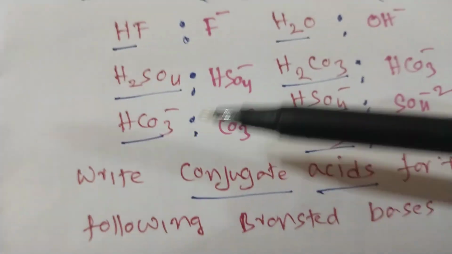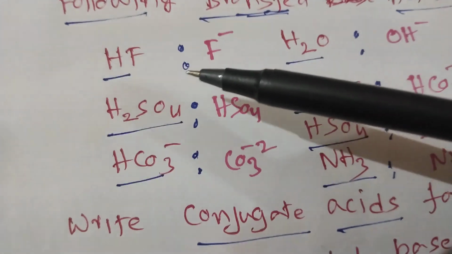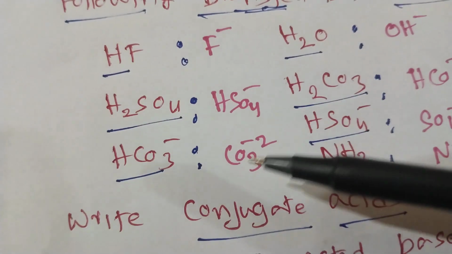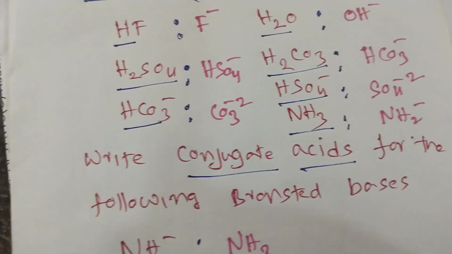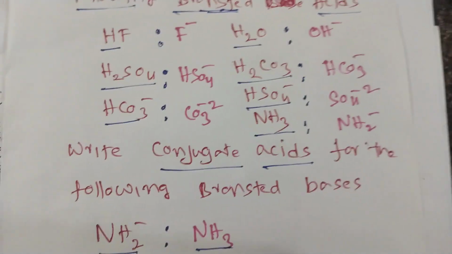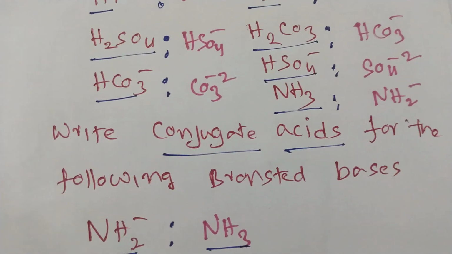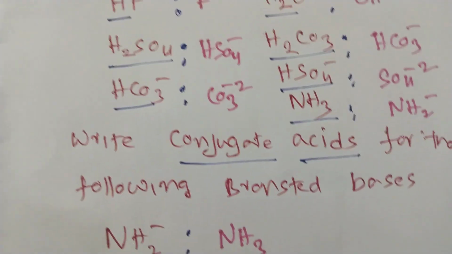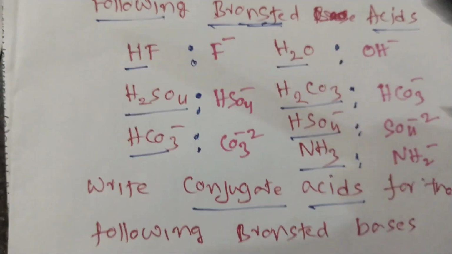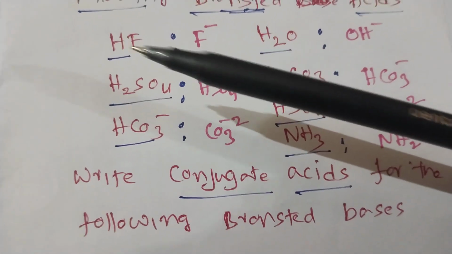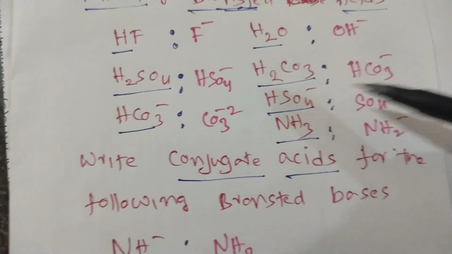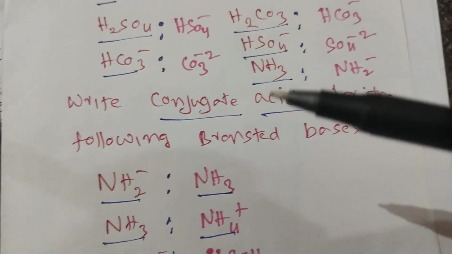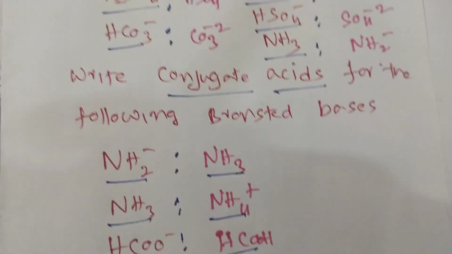If you want the conjugate base, one proton short, so remove H plus. Briefly, I am telling, whenever they ask for the conjugate acid, add H plus, add a proton. Whenever they ask for the conjugate base, remove H plus. Conjugate base, remove H plus. Conjugate acid, add H plus. Thank you.